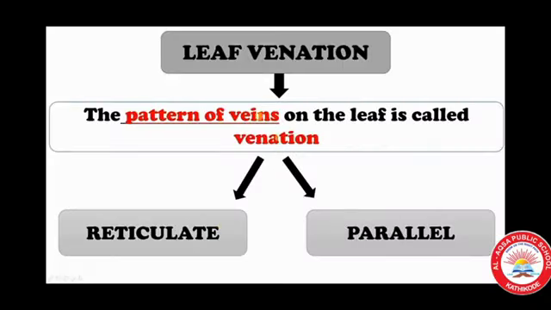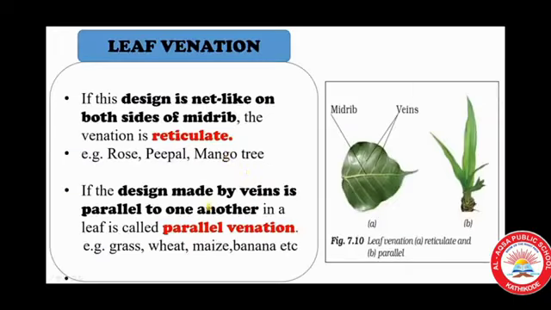Now, let us discuss leaf venation. What is venation? The pattern of veins on the leaf is called venation. You have already studied this in lower classes. There are 2 types of venation. First one, reticulate venation, and the second one, parallel.